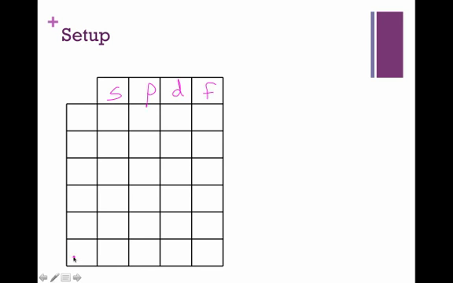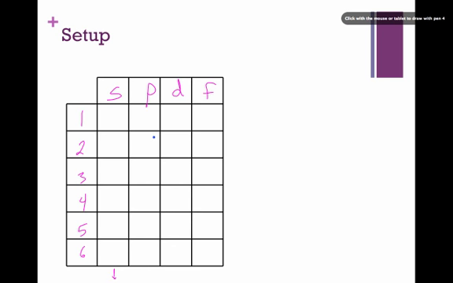In your rows, you're going to list the principal quantum number or ring number of each electron. 1, 2, 3, 4, 5, and 6. And as we said, this list can go on and on and on depending on how big the atom is that you're working with. 6 or 7 is generally as far as we usually need to go.